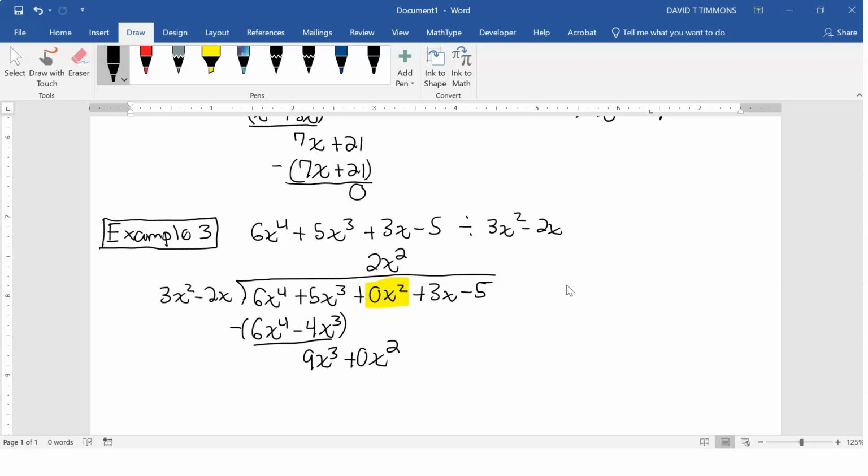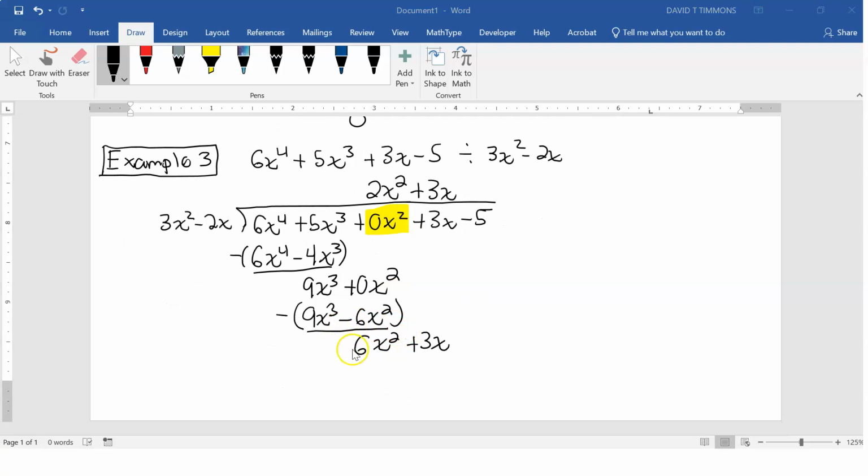Now, what times 3x squared gives me 9x cubed? Well, that would be 3x. So 3x times 3x squared is 9x cubed. 3x times minus 2x is minus 6x squared. Again, I'll add my parentheses and subtract. And minus a minus becomes a plus 6. And 0 plus 6x squared is 6x squared. And I'll bring down the next term, 3x.